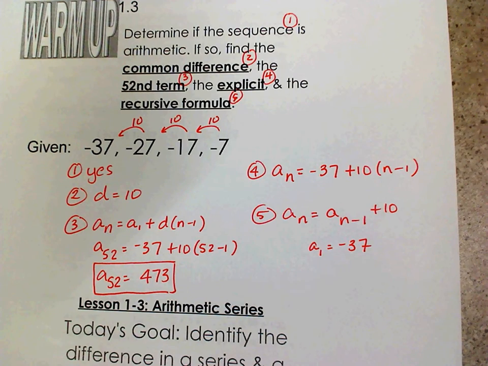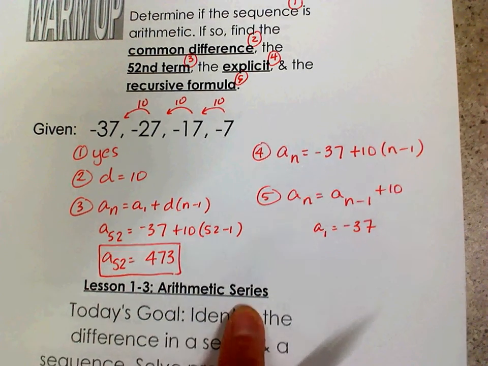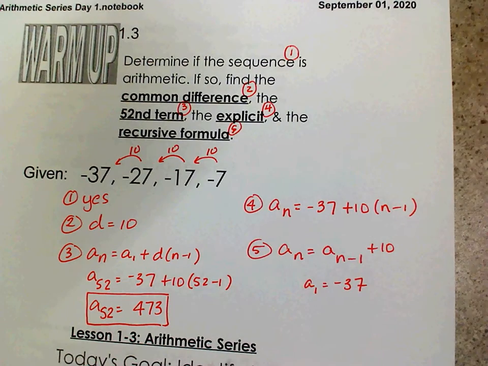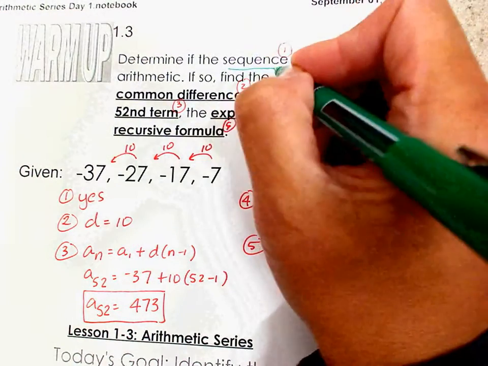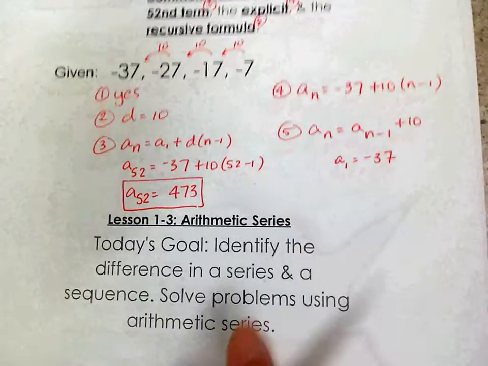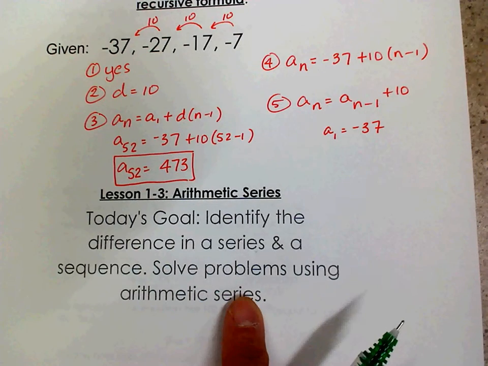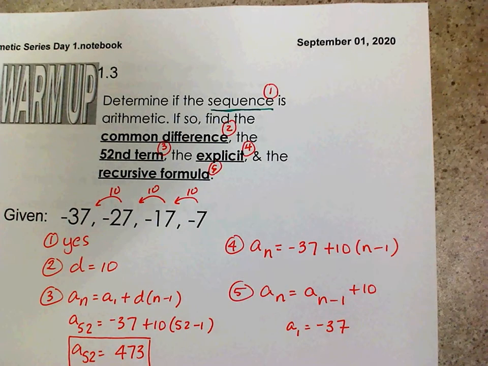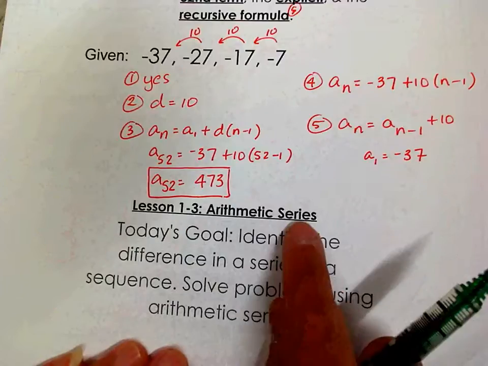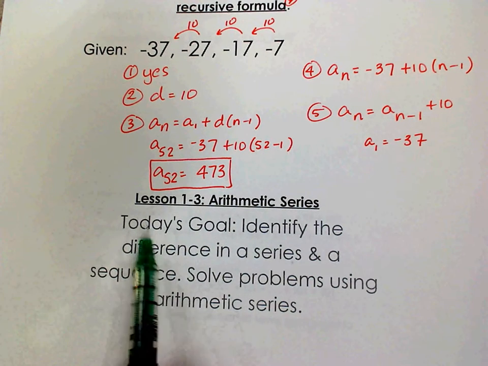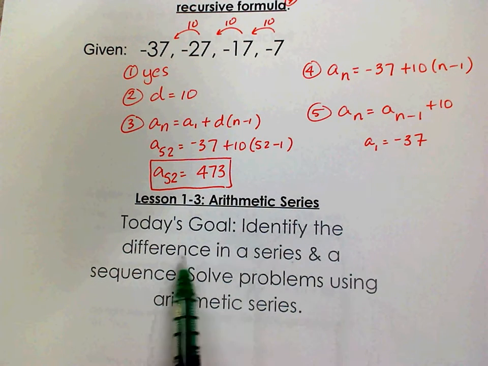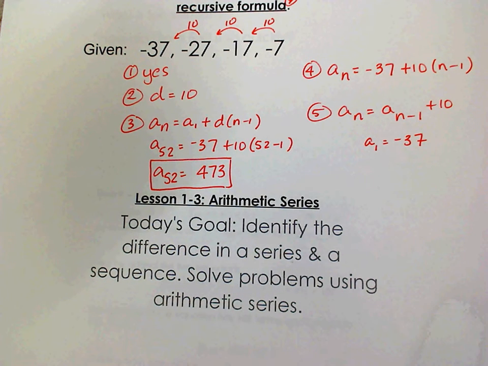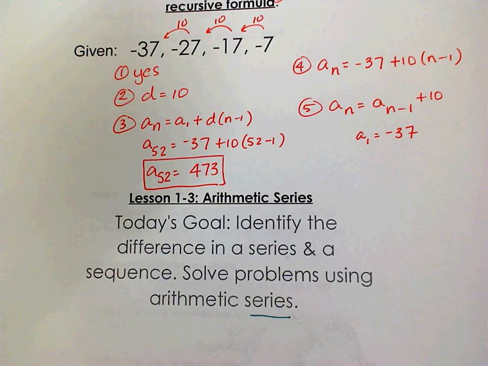So today's assignment, we are doing an arithmetic sequence. All this up here has been an arithmetic sequence. I'm sorry, we're doing series. Everything up here has been a sequence. A series just means what do I have as a group. A sequence keeps going and continues until you look for something. A series has a beginning and an end. So today's goal, you're going to identify the difference between a series and a sequence and solve problems using arithmetic series, hence the word series.